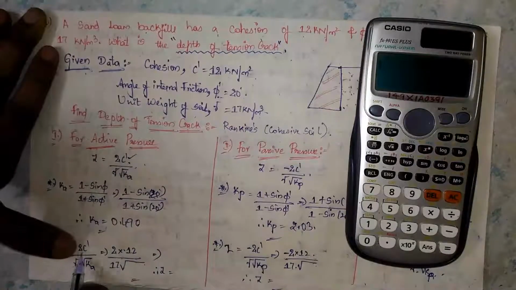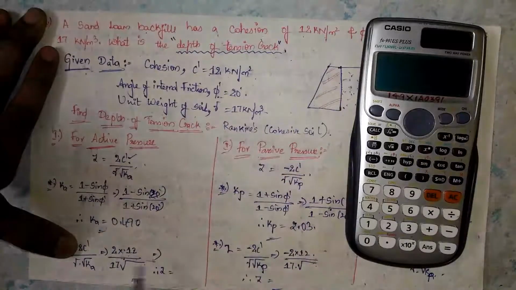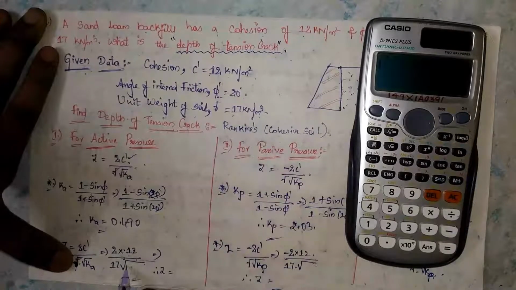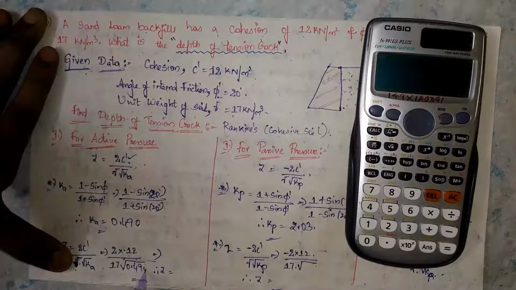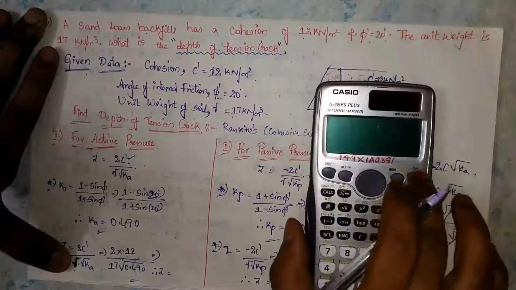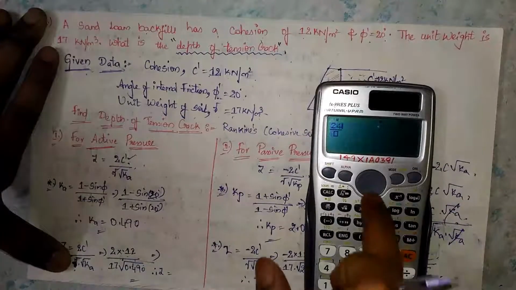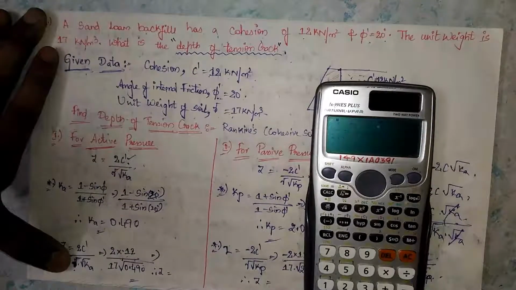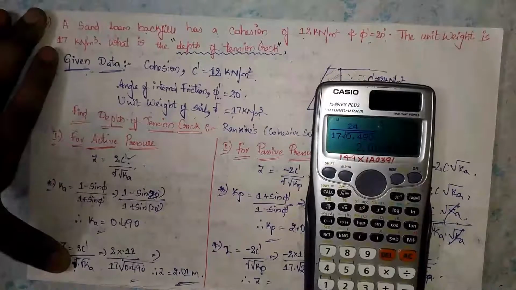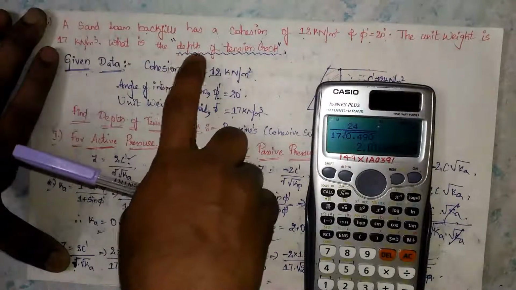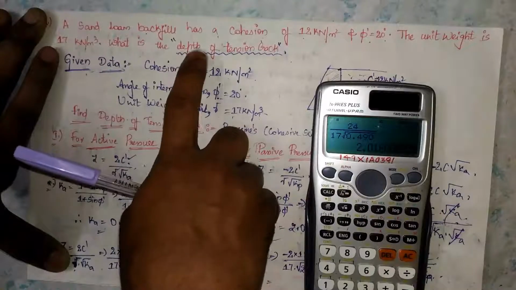So 2 into C dash means 12, divided by the unit weight value 17 into root KA. How much is root KA? Root KA is 0.70. Here root KP is 2.03. Okay, substitute. So 2 into 12, 24, by 17 into root of 0.490. We get the answer 2.01 meters. Why am I writing meters? Because it is the depth of tension crack. He has mentioned depth. What is the unit of depth? Meters. So that's why meters.